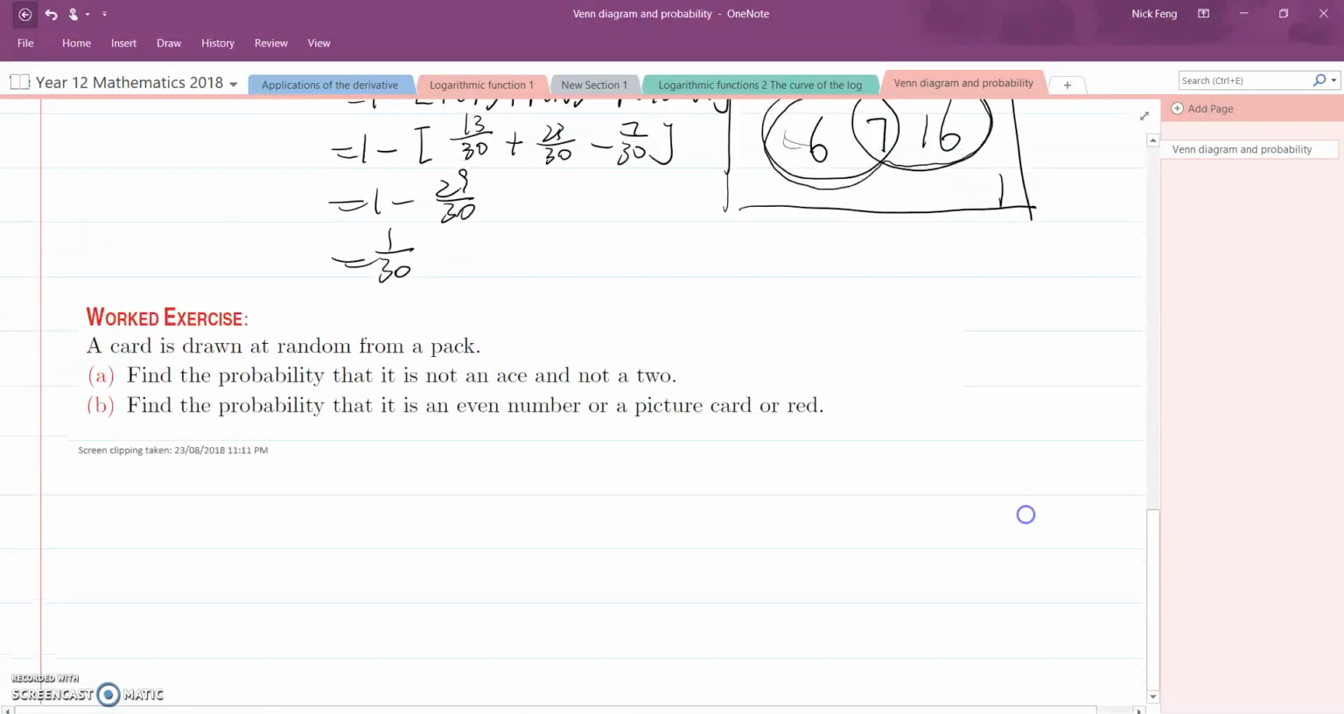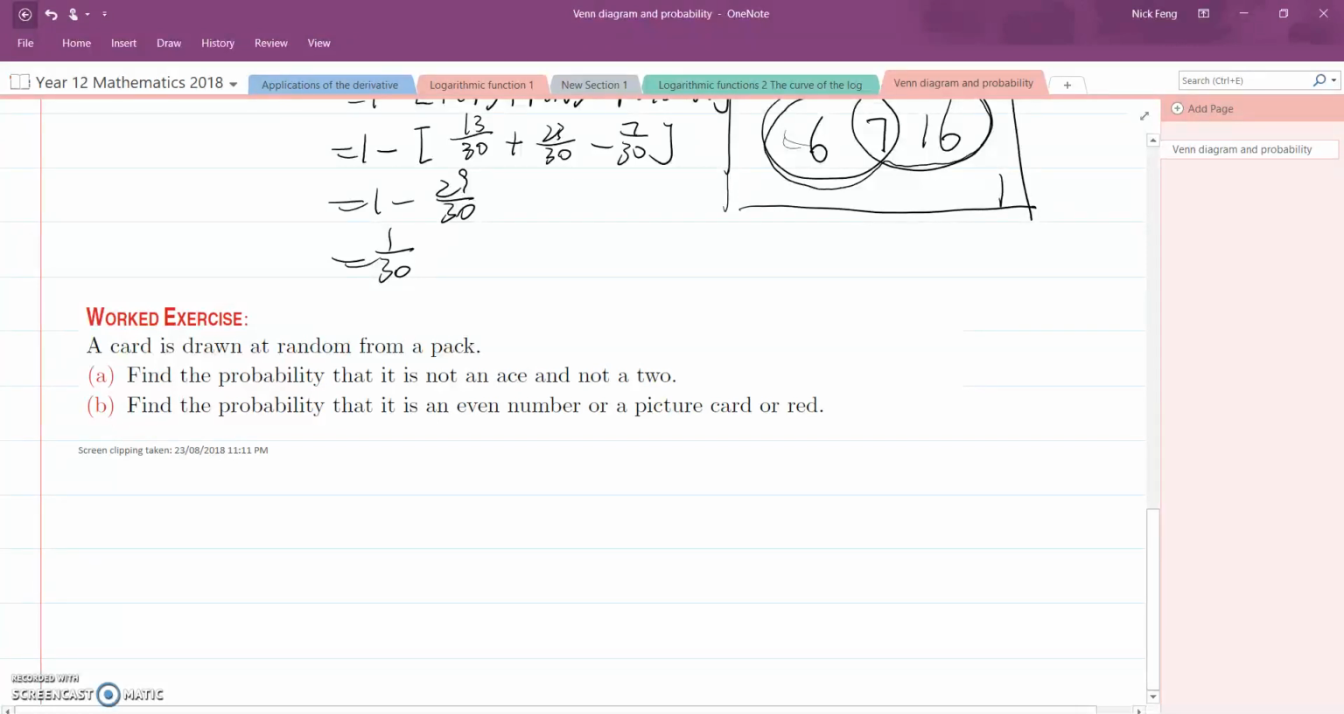Alright, let's take a look at how we can use this addition rule to simplify or solve a question with complementary events. Again, now, a card is drawn at random from a pack. Find the probability that it is not an ace or not a 2. So it's neither nor, basically. Not an ace, nor a 2.